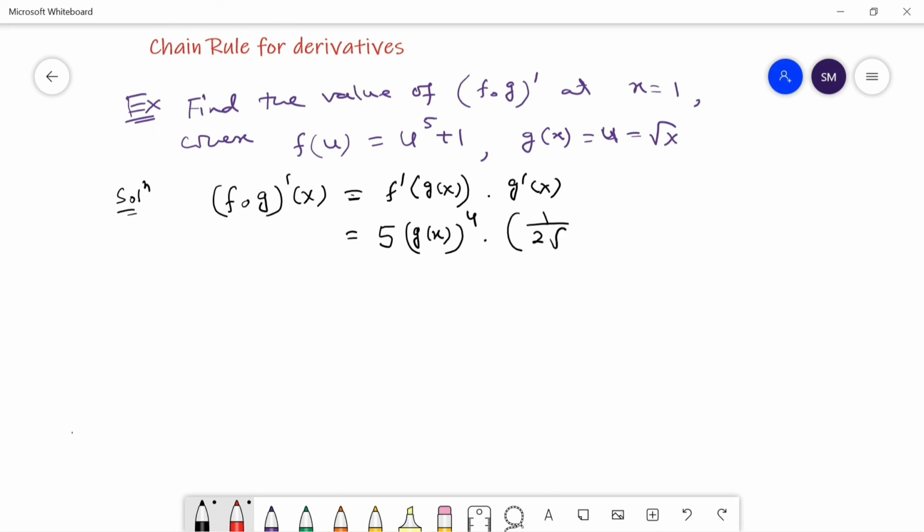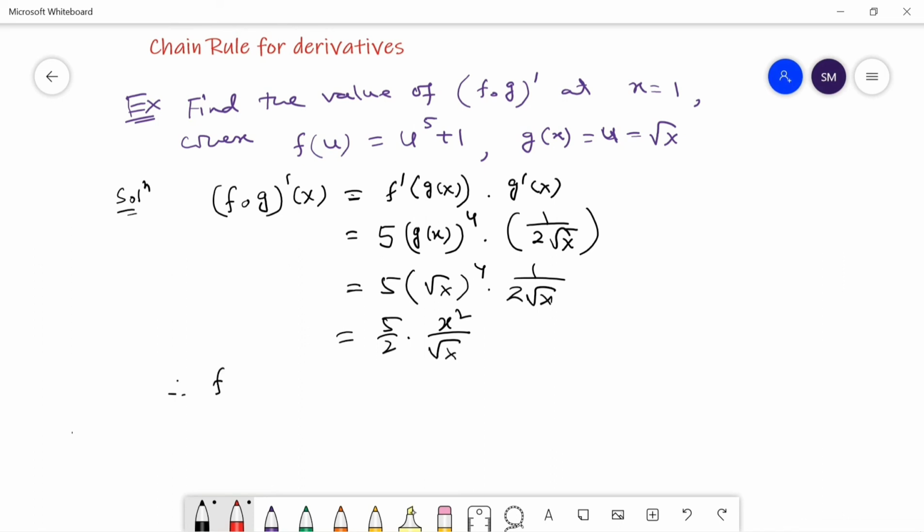Therefore f dash of g of x will be 5 g of x to the power 4, multiplied by g dash of x, which is 1 over 2 square root of x. Now g of x is equal to the square root of x. So we put in the value of g of x, which is square root of x to the power 4, multiplied by 1 over 2 square root of x. After simplification, with x equal to 1, we will get the value 5 over 2 at x equal to 1.